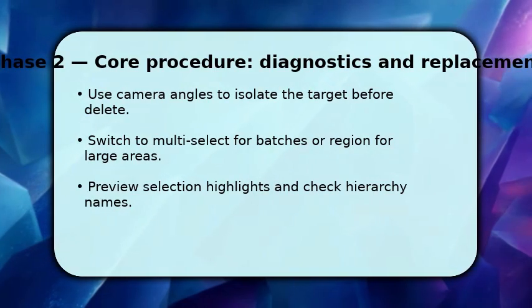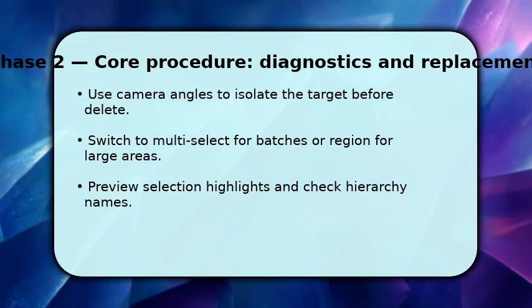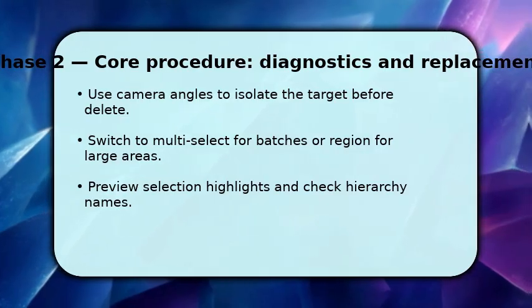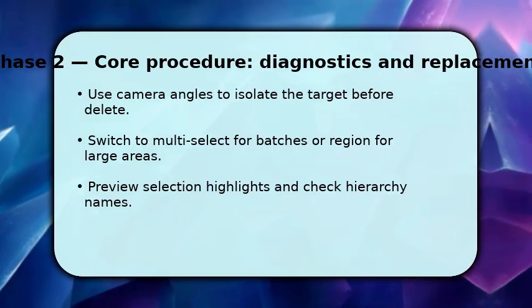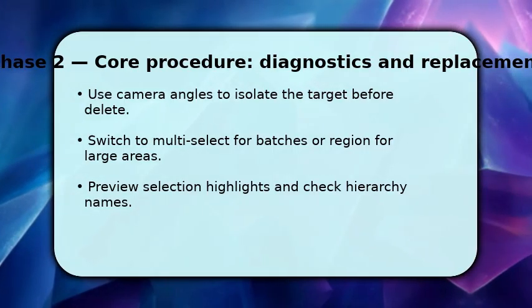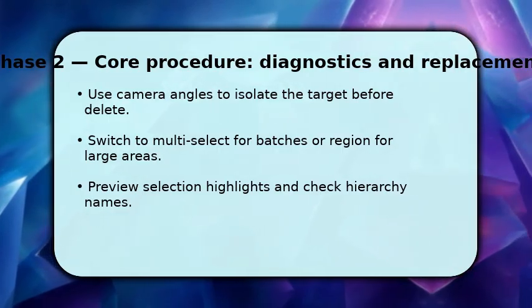You now focus on precise selection. Pan and zoom so only intended parts are highlighted. This reduces collateral deletion. Once the target is visible, toggle multi-select for multiple items or region select for contiguous groups, because each mode affects how deletion propagates.